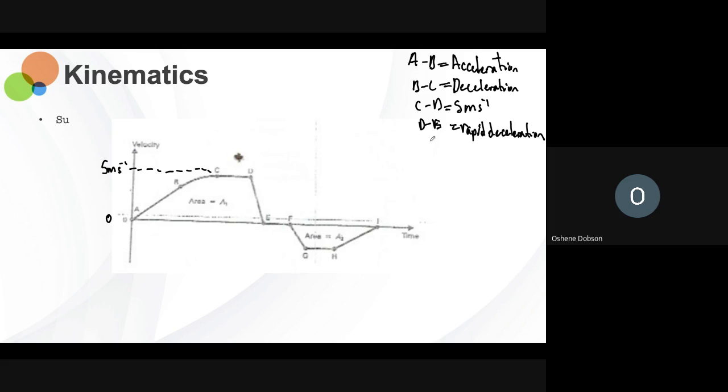It doesn't move at all. All right, so V is equal to 0, E to F, and F to G.